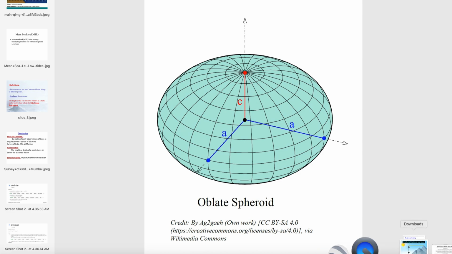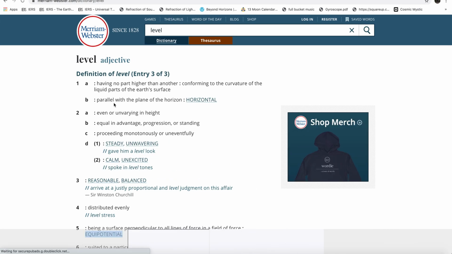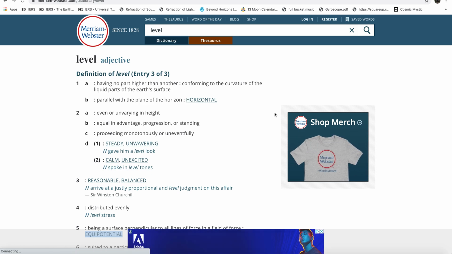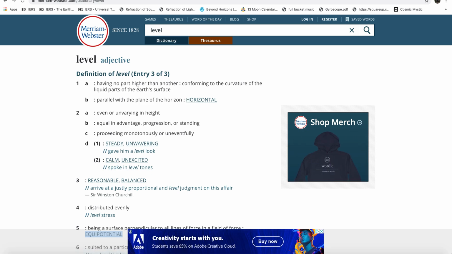So what they're saying here is a total contradiction, because having no part higher than another, conforming to the curvature of the liquid parts of the Earth's surface, is a complete contradiction to the first part of having no part higher than another. And then it contradicts this next one, parallel with the plane of the horizon, right? And then the next one, even or unvarying in height. So it can't be even and unvarying in height, and it can't be parallel with the plane of the horizon.